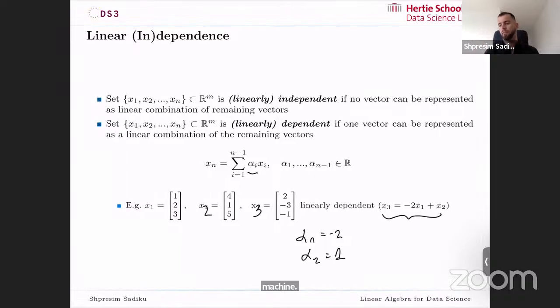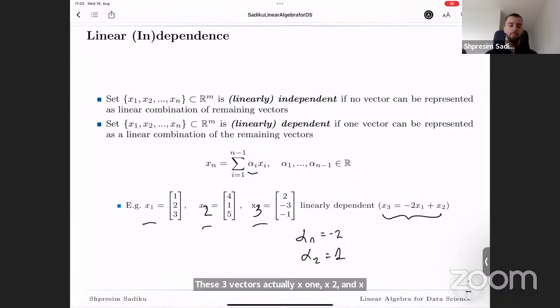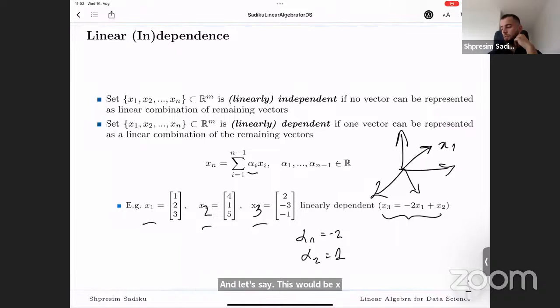Actually, I could say more about linear dependence and independence: they are also used when one wants to do dimensionality reduction. When you have one vector which is expressed as the sum of the other two vectors, then these three vectors, x1, x2, and x3, are in 3 dimensions. But since we can express them as a linear combination, they actually rely on a 2-dimensional space. So if we have a 3-dimensional space, and this would be x1, this would be x2, x3 would be something like here. They all lie within this 2-dimensional subspace of the 3-dimensional original space.